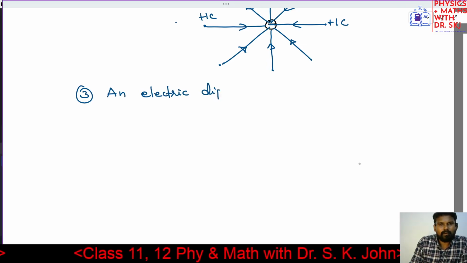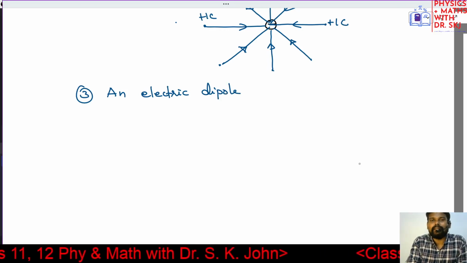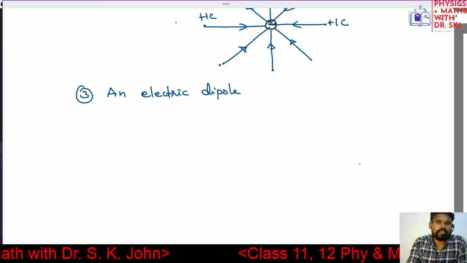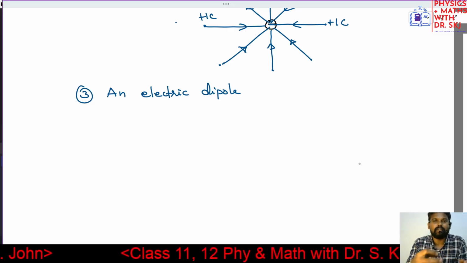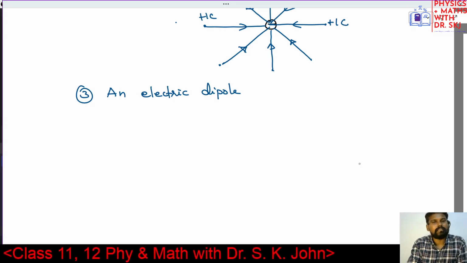What is an electric dipole? Dipole means there are two poles. Which are the two poles in electrostatics? Positive pole and negative pole. So an electric dipole is two equal and opposite charges, or a positive pole and negative pole separated by a very small distance. A positive pole and a negative pole separated by a very small distance is called an electric dipole.